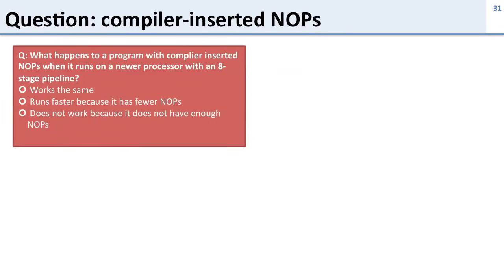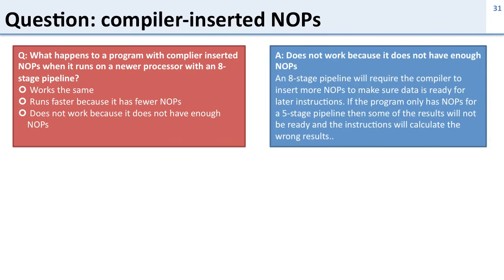So question, what happens to a program with compiler inserted no-ops when it runs on a newer processor with an 8-stage pipeline? Well, it's not going to work correctly because it doesn't have enough no-ops. An 8-stage pipeline is going to require more no-ops to make sure that the data hazards are avoided. If the program was compiled for a 5-stage pipeline, then some of the results won't be ready and the instructions will calculate the wrong results. This is why it's better to have the hardware insert bubbles than it is to have the compiler try and write exactly the right code.